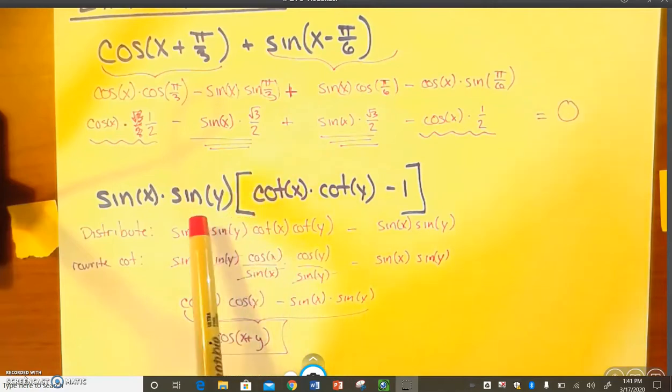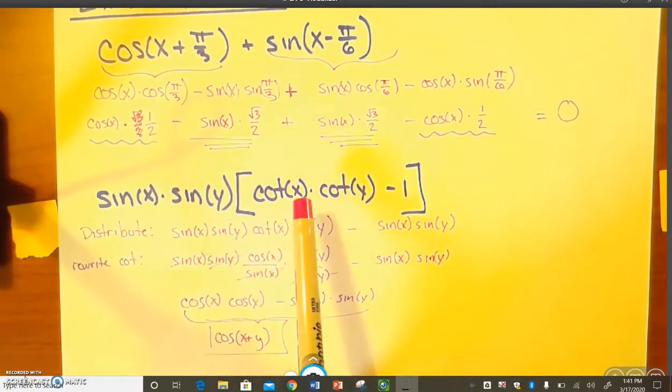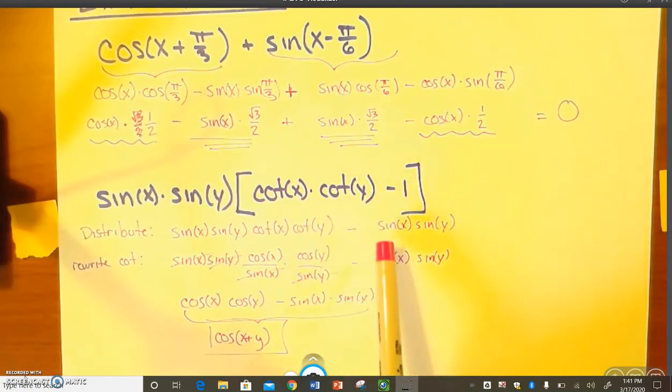Second expression, there's a couple different orders you could do operationally speaking. I'm going to distribute the 2 sines through these. That's where you see the first line. I'm rewriting cotangent as cosine over sine with the appropriate variables. The sines all cancel out and you're left with a longer expression which combines down to cosine of x plus y.